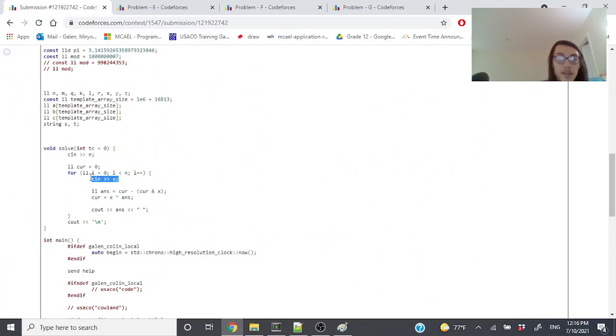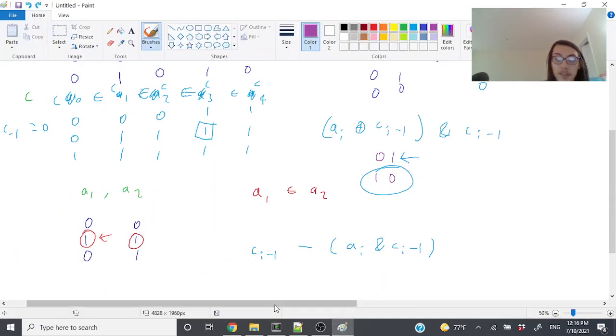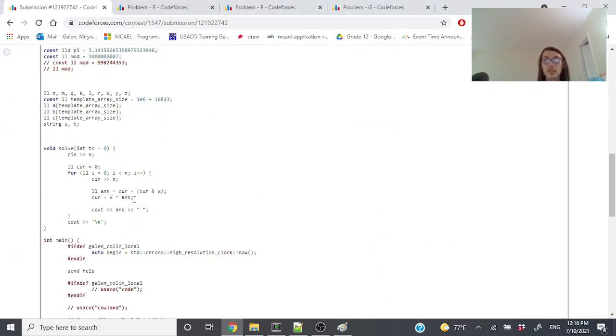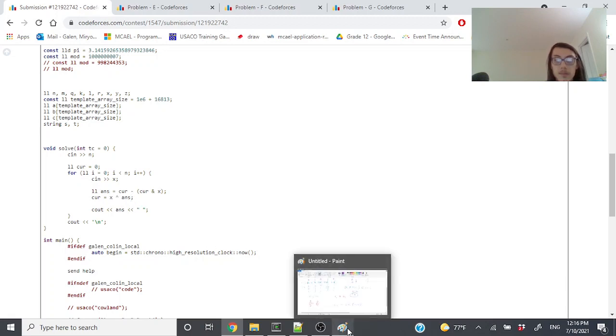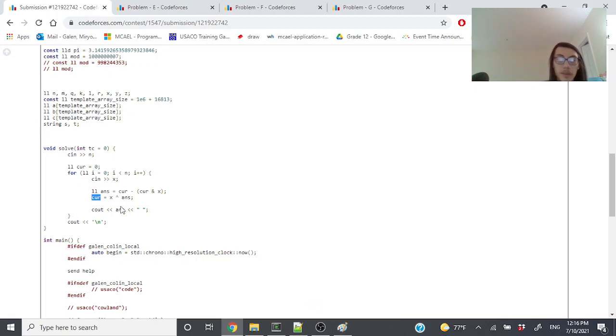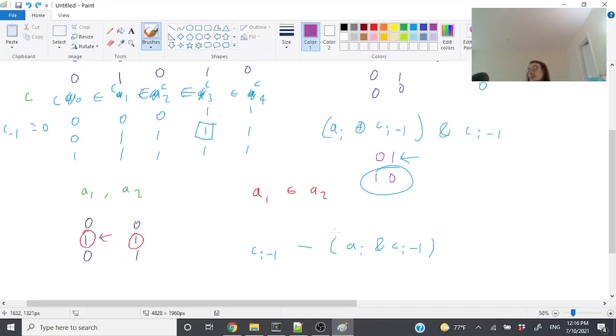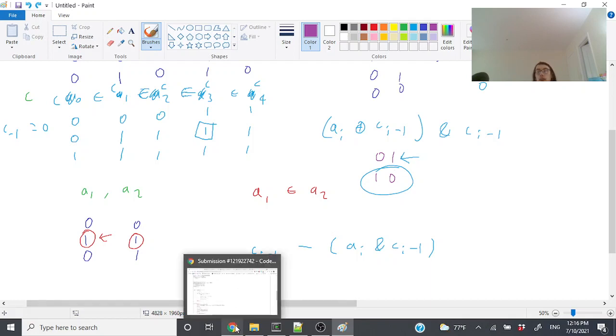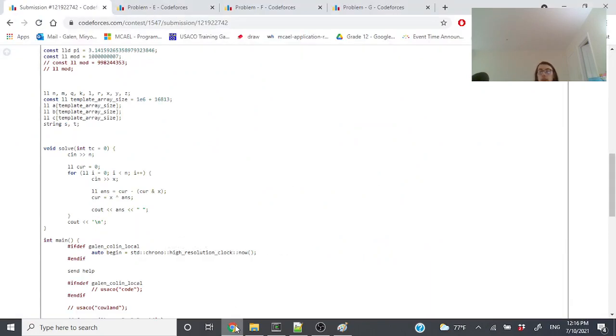We read in the values. The current is like the previous value of C. Then we use either the formula or whatever bitwise method you like to use. And then there's a good way to practice bitwise problems. Then we take that, and that's our answer. And then this is how we maintain the previous element. It gets XORed with whatever the previous element was and the new answer we have.